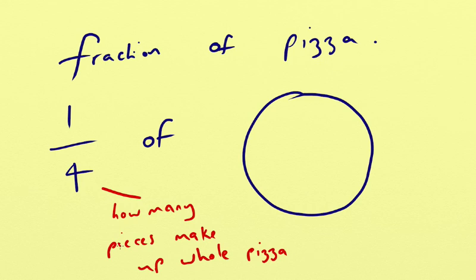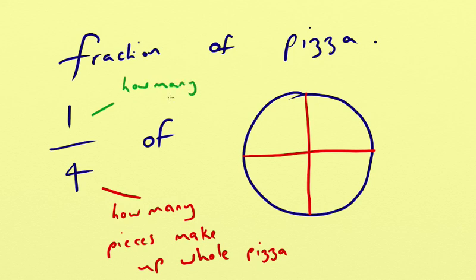So if 4 pieces make up the whole pizza, to start with, we split this pizza up equally into 4 pieces. There we go. So that bottom number means how many pieces make up the whole pizza. So you're always going to split up your pizza by that bottom number to start with. Now this top number means how many pieces you actually have.